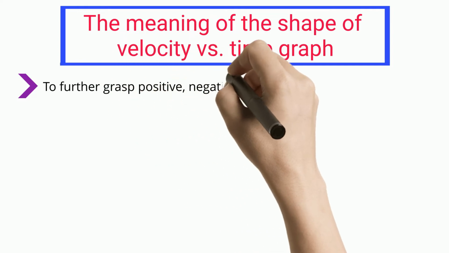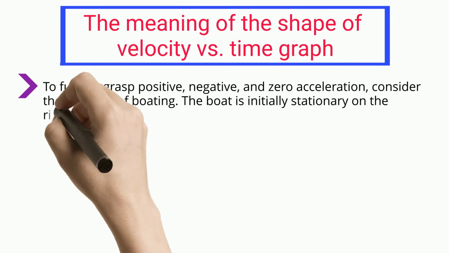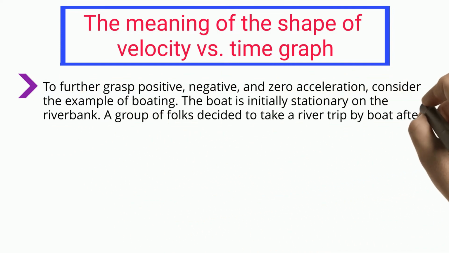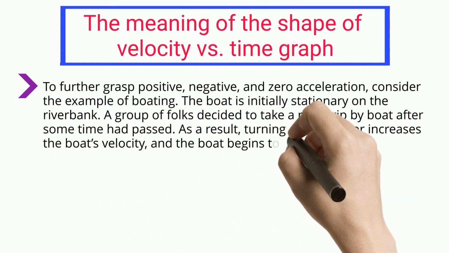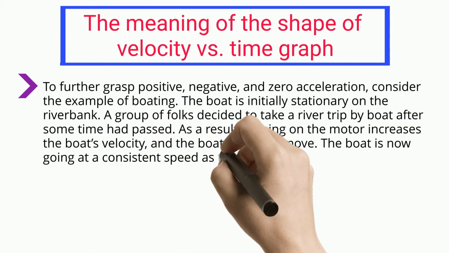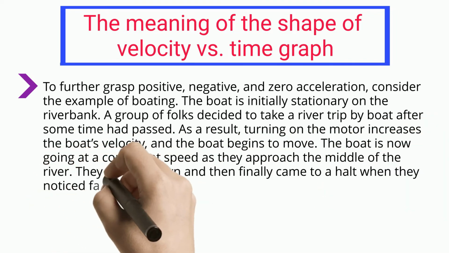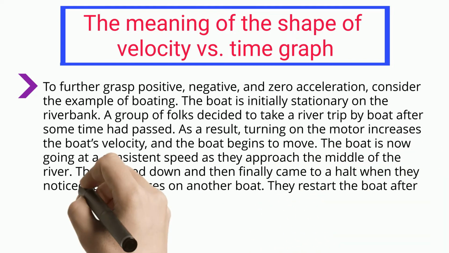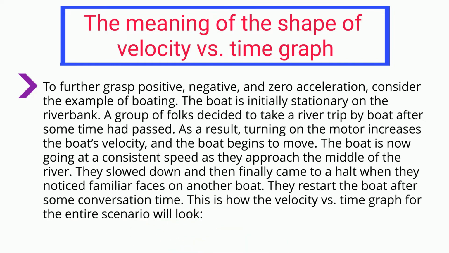To further grasp positive, negative, and zero acceleration, consider the example of boating. The boat is initially stationary on the riverbank. A group of folks decided to take a river trip by boat after some time had passed. As a result, turning on the motor increases the boat's velocity and the boat begins to move. The boat is now going at a consistent speed as they approach the middle of the river. They slowed down and then finally came to a halt when they noticed familiar faces on another boat. They restart the boat after some conversation time.